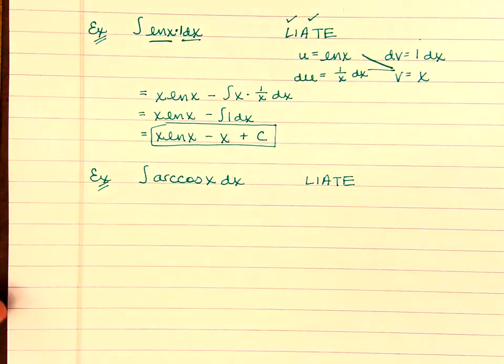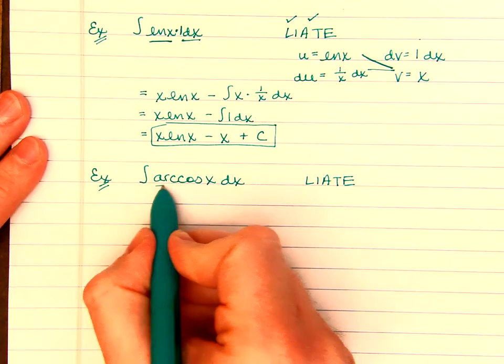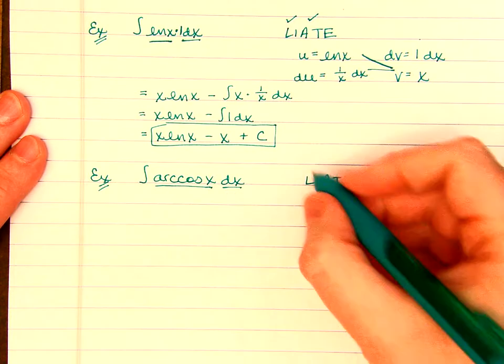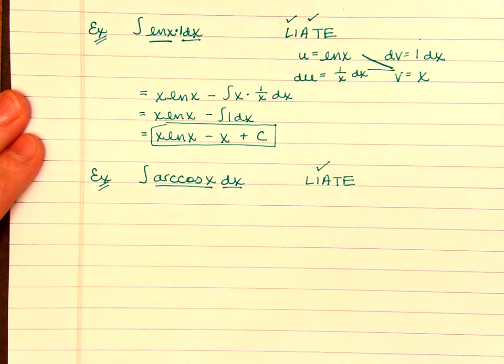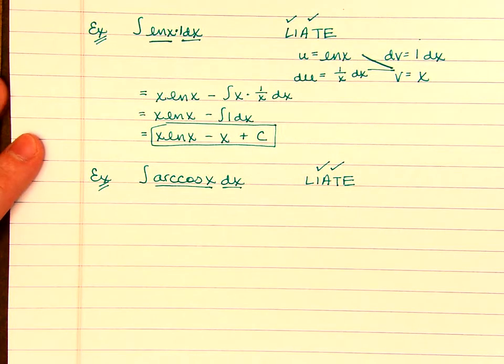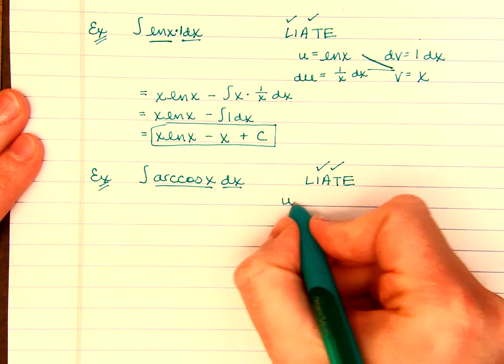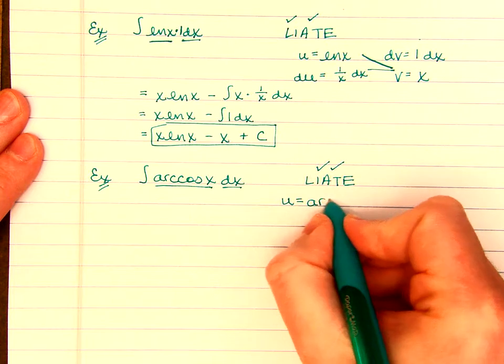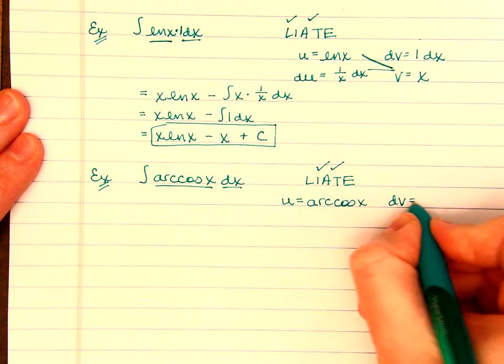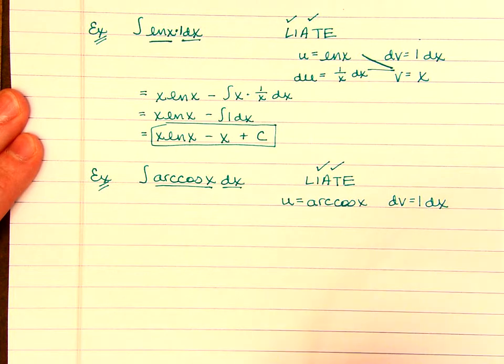LIATE. I'm going to use the same trick as in the last problem. I've got my arc cosine x and a 1 dx. I'm going to call my arc cosine function an inverse trig piece, and my 1 dx as something algebraic. I can say that u equals the arc cosine of x, and dv is 1 dx.